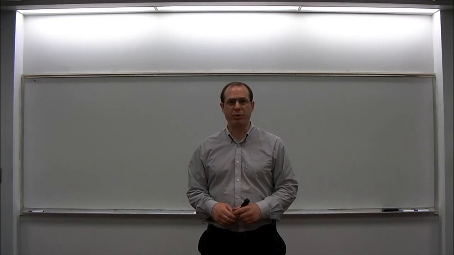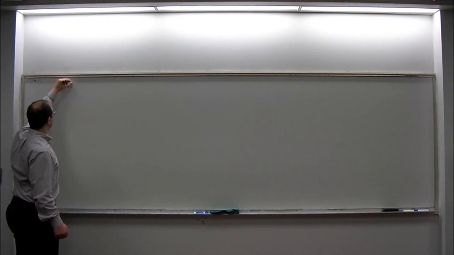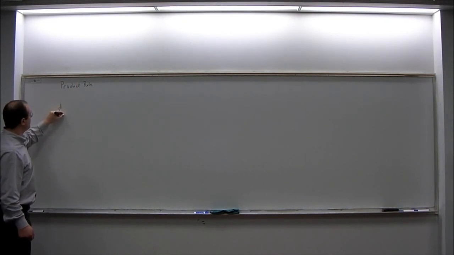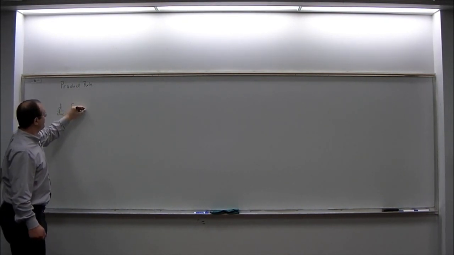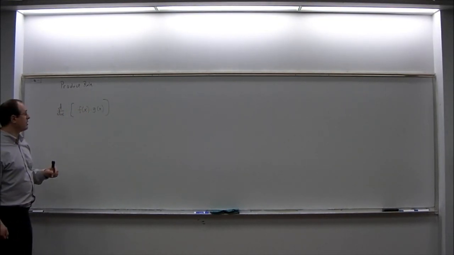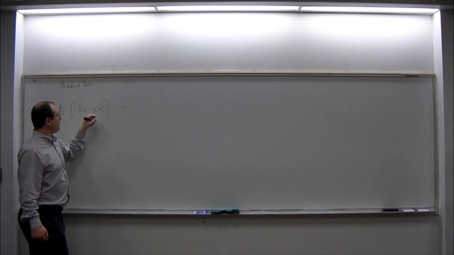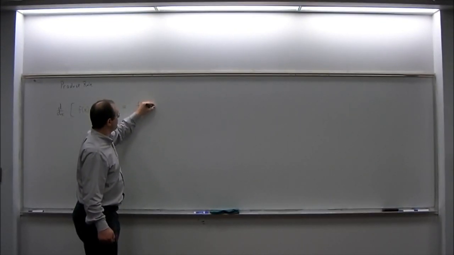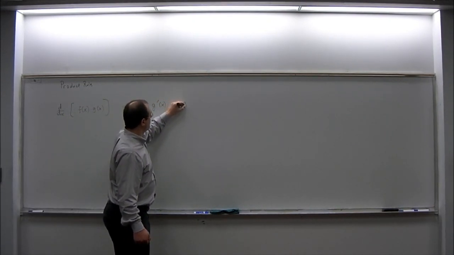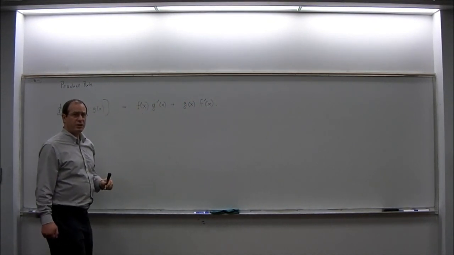In this video, we're going to discuss the product rule for differentiation. So the product rule. We want to find the derivative of the product of two functions, f of x times g of x. The formula is the first function times the derivative of the second function plus the second function times the derivative of the first.